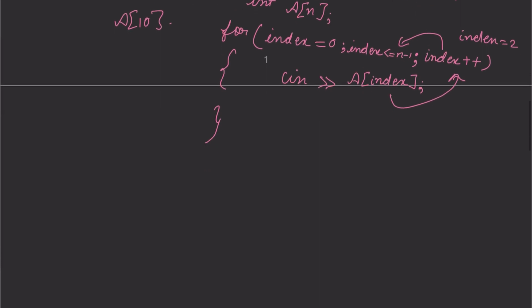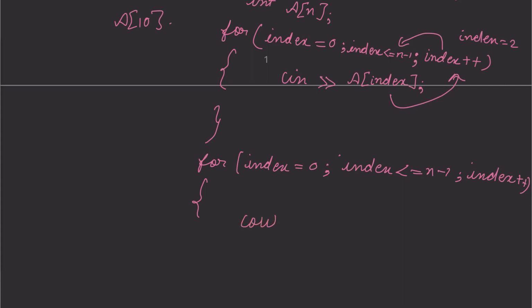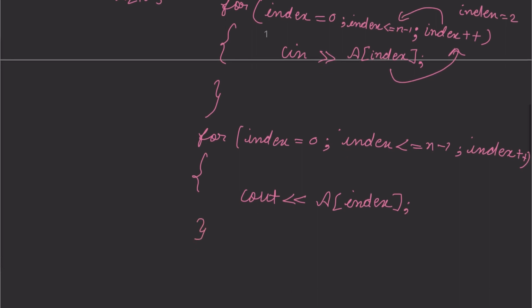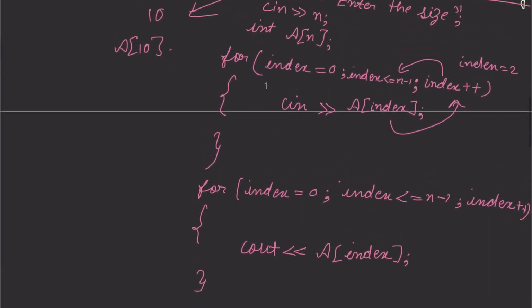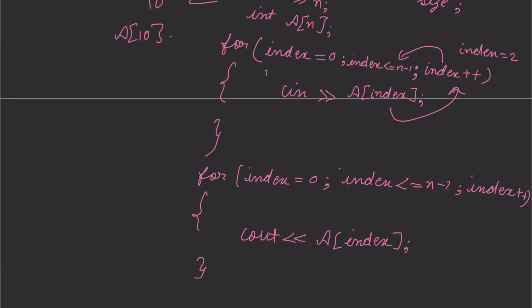Now if I want to print, for printing we will use again the same command. Index is equal to 0, index less than or equal to n minus 1, index plus plus. Again braces, cout a of index. Okay, are you familiar with this? Yes, that's what we are doing here.